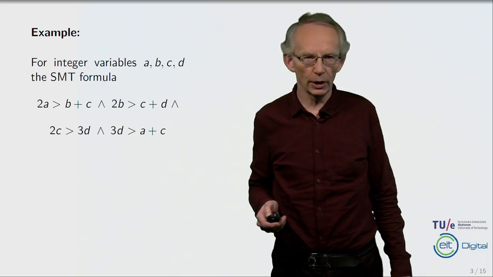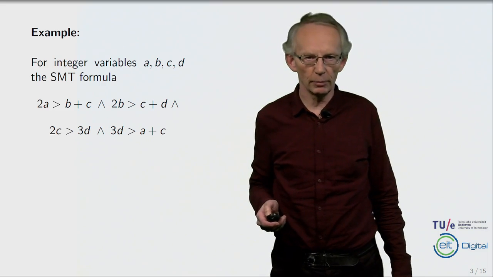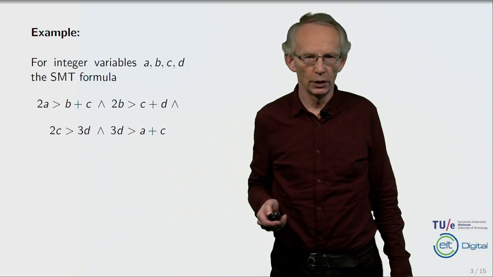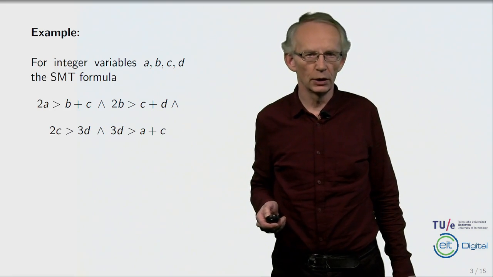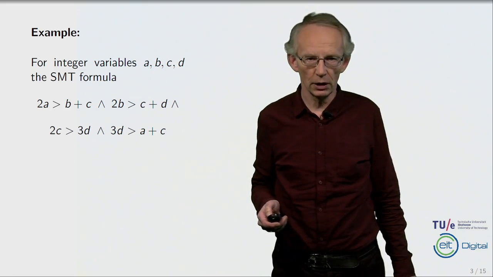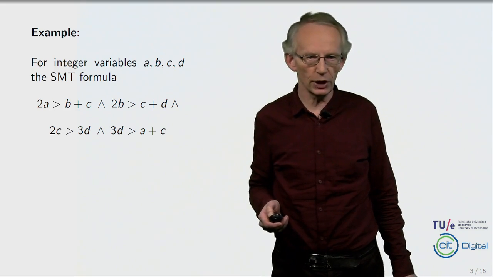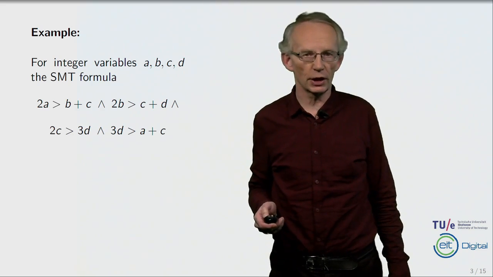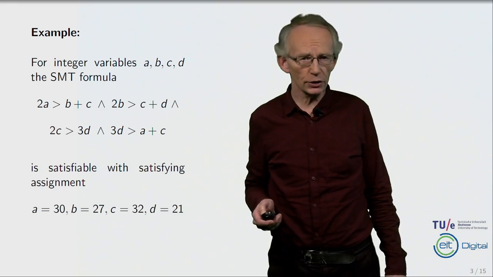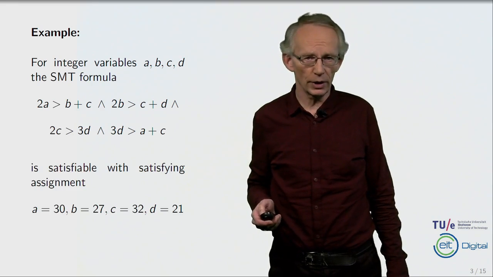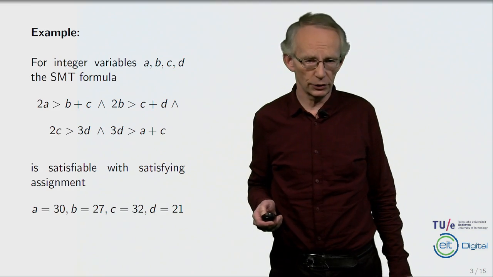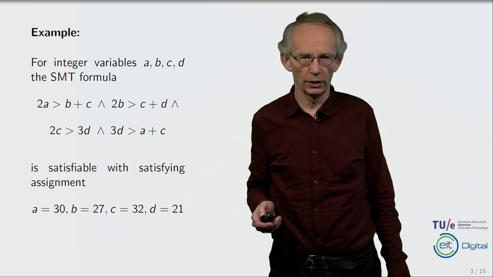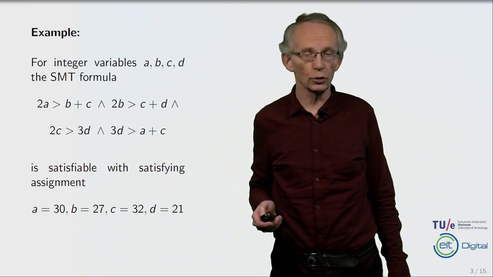Let's give an example. Here we have a formula on integer variables a, b, c and d. 2a is greater than b plus c, 2b is greater than c plus d, 2c is greater than 3d, and 3d is greater than a plus c. Well, you may try to find a solution by yourself, but you will see that it is not that easy. It has a solution, it is satisfiable with satisfying assignment a is 30, b is 27, c is 32, and d is 21. And in fact, this is the smallest solution.